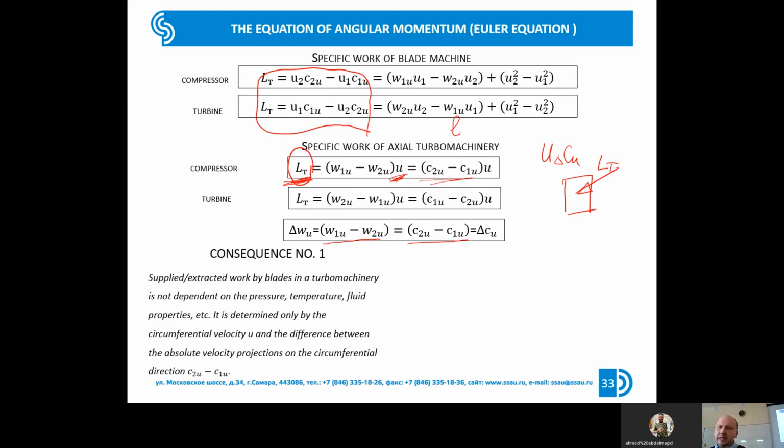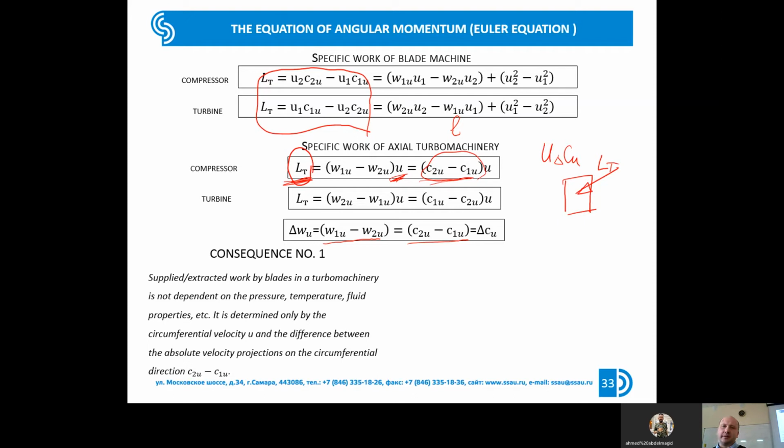Yes, you are correct. It depends only on you and on the differences of the circumferential projection of velocity. But students, and maybe engineers too, very often think that the specific work you are supplying or extracting depends on the temperature. In reality, it does not depend on it.